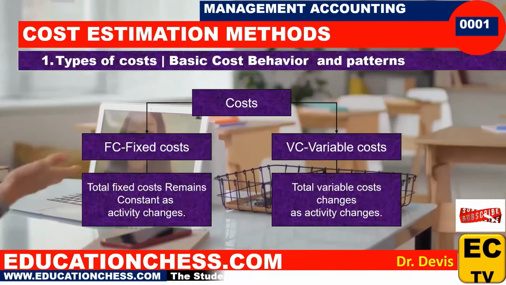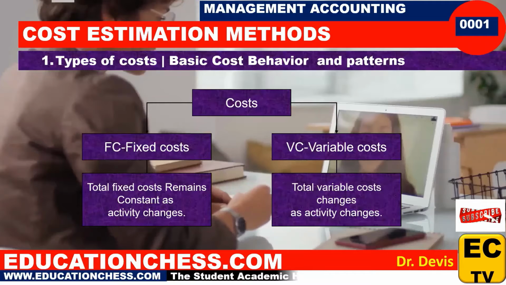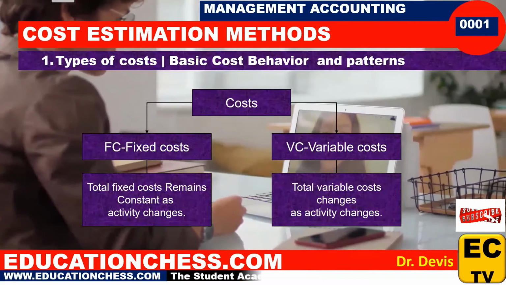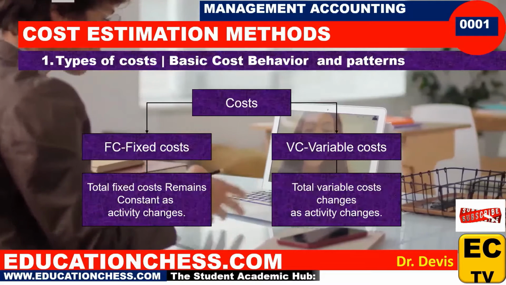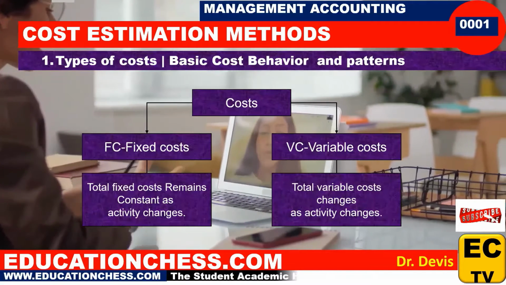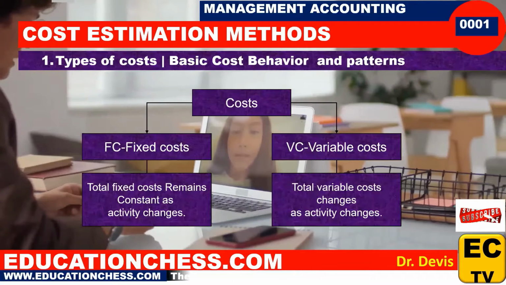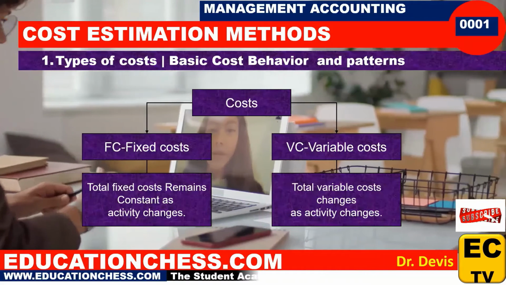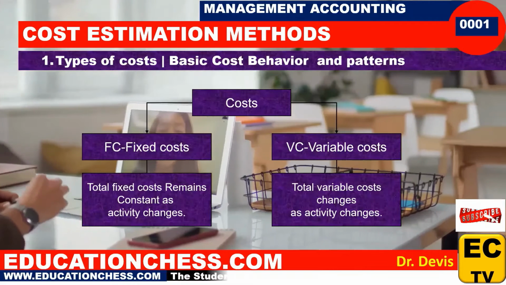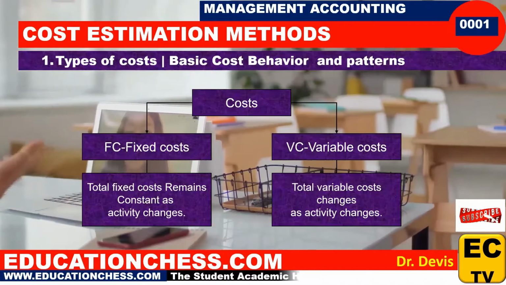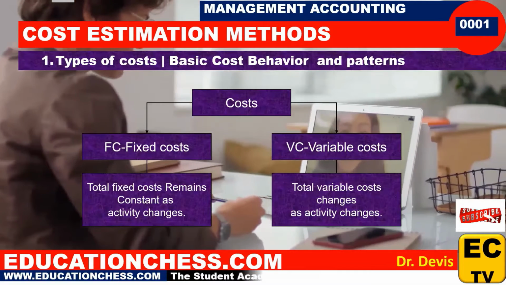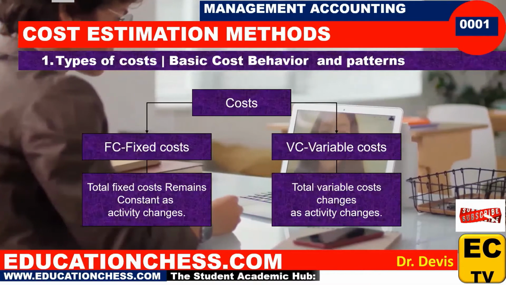Of costs and the basic cost behaviors and patterns that occur. You find that costs are divided into two: we have fixed costs and variable costs. We know that fixed costs remain constant as activity changes because they are fixed. They don't change. Even if the activity in production or operation changes, the fixed costs remain the same.